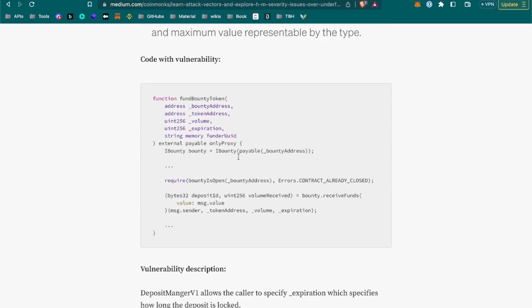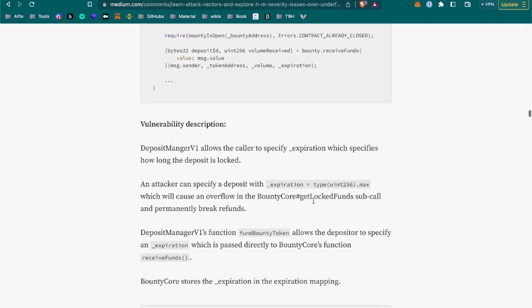This is the code with the vulnerability. We will be reading more into it, but keep in mind this receive funds and the uint256 expiration. As you can see, this function is external, but doesn't have any role controller, anything checking who can access or who can execute this function. Let's move forward.